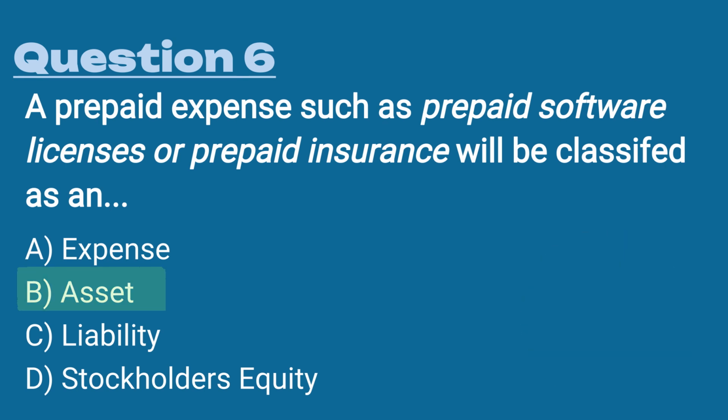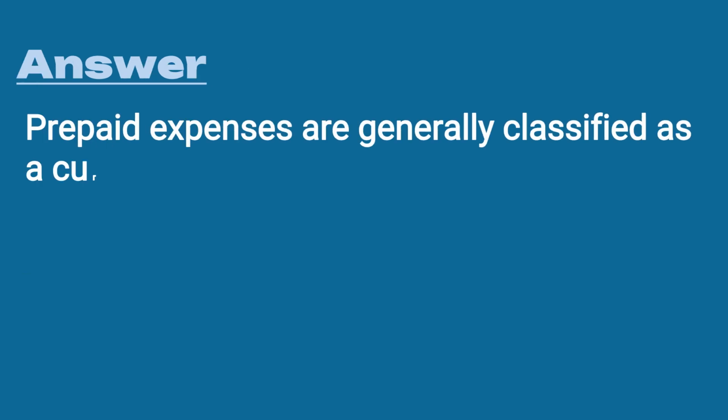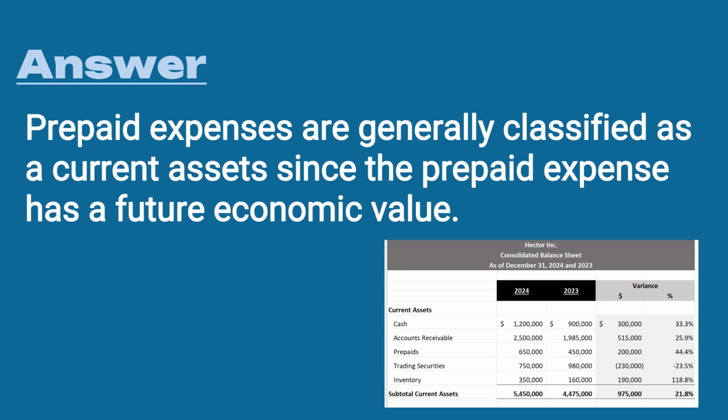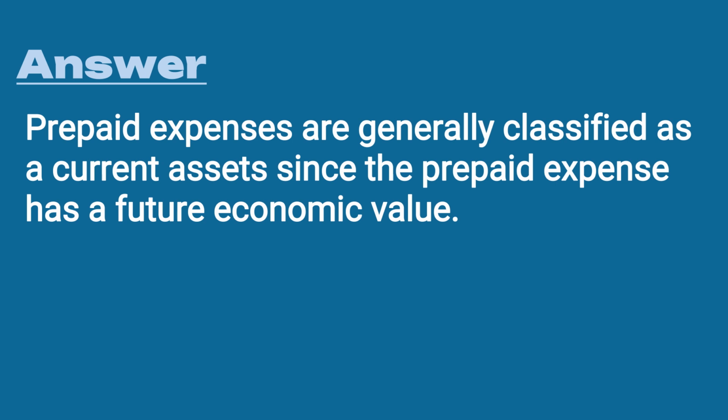The answer is B, an asset. Prepaid expenses are generally classified as current assets on the balance sheet since prepaid expenses have a future economic value beyond the balance sheet date. You're going to be taking those prepaid expenses and eventually rolling them onto your income statement.